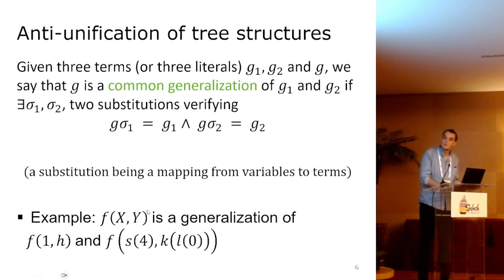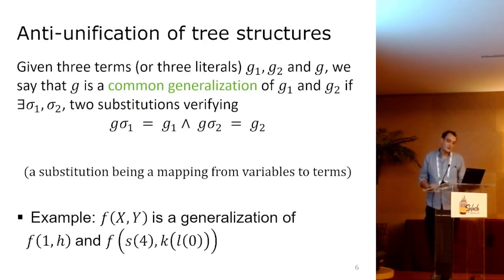So here we have a quick example where we can see this term, based on the functor f, has two variables, and it can be seen as a generalization of both the terms below, because we can find the mapping from x and y onto 1 and h, and that's one substitution, but also onto S4 and KL0, and that's the second substitution. So f(x,y) is a common generalization of these two terms in the example, but it could in fact be literals. That's why we regrouped here the cases for terms and literals, because they are in fact very similar.